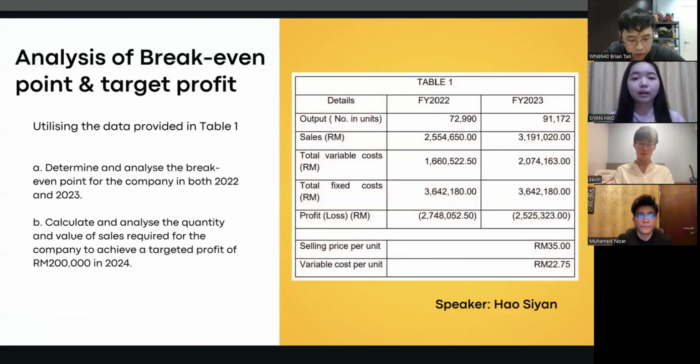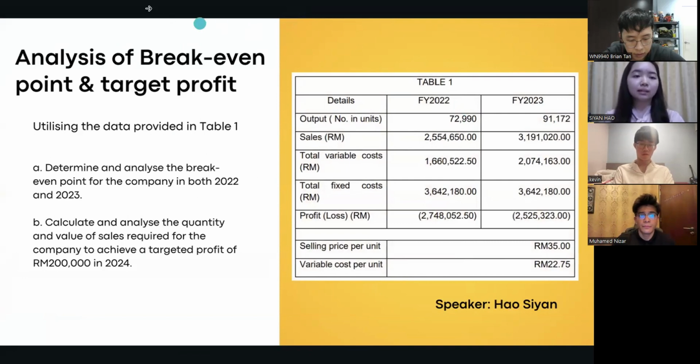Thank you. Let's start with task 1. Task 1 is an analysis of break-even point and target profit. We need to use the data provided in Table 1 to determine and analyze the break-even point for the company in both 2022 and 2023. We also need to calculate and analyze the quantity and value of sales required for the company to achieve a target profit of 200,000 ringgit in 2024.